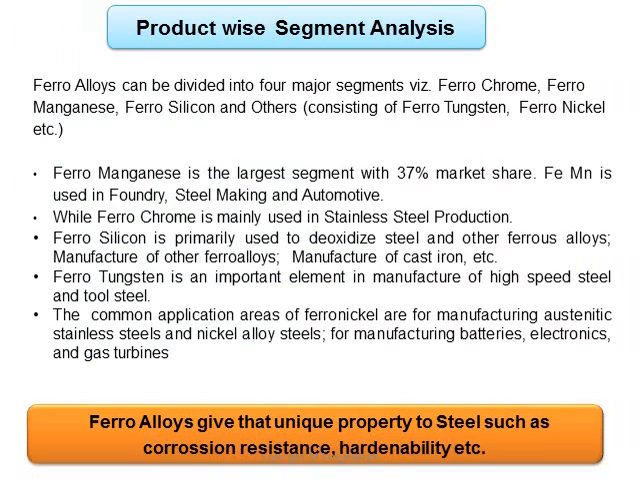Let's go on. Having understood this part, let's make a small analysis of the product wise segments. As we already saw, there are four segments in the product: one is ferrochrome, ferromanganese, third is ferrosilicon, and others. I have listed out the uses, but a very short introduction. Ferromanganese is used in the foundry and steel making, especially in automotive industries. Ferrochrome is used mainly for stainless steel. Ferrosilicon is a deoxidizing agent, and it's also a raw material in manufacture of certain ferroalloys. Ferrotungsten and others are used in some high-speed steel, etc.